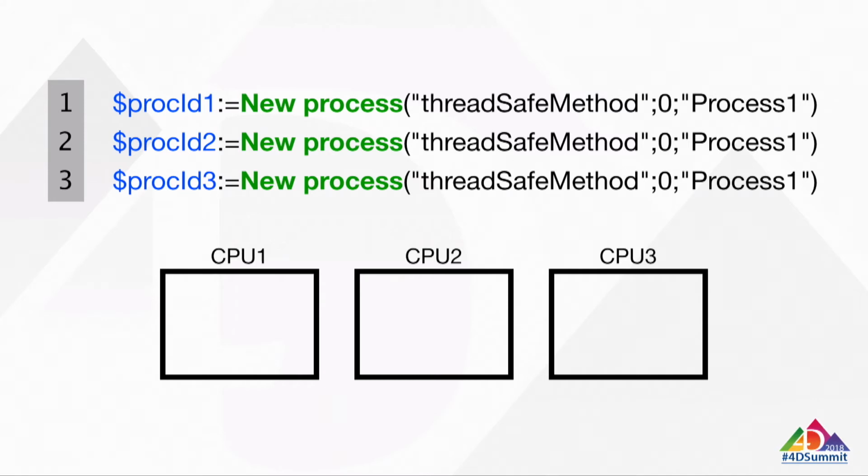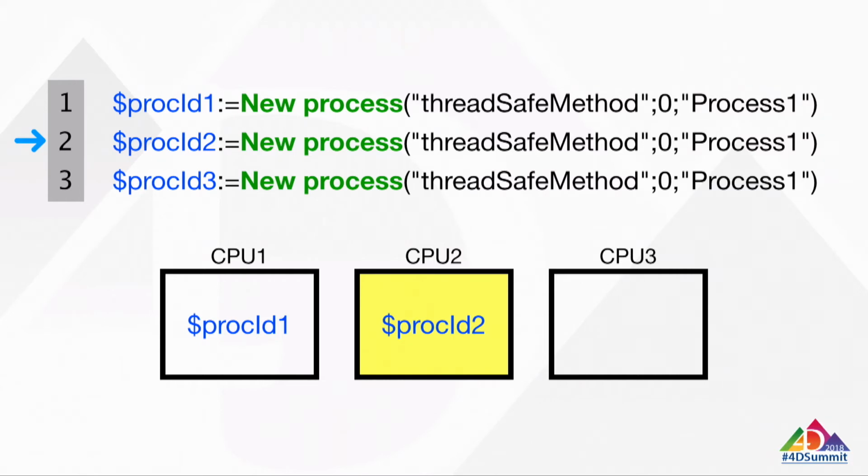So process 1 executes for the first line. It's going to go to CPU number 1, because this is preemptive execution. If I call the second line, again, let's say process 1, even though it's the same name, the New process command is not like a worker. It doesn't use the same process, so it creates another process.